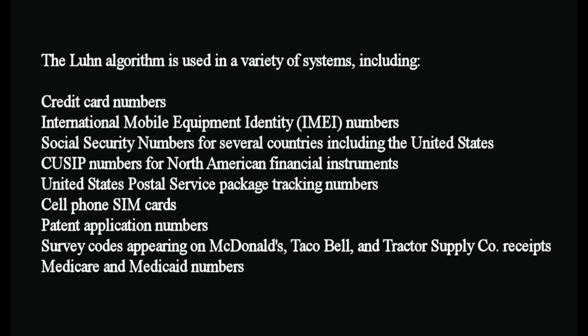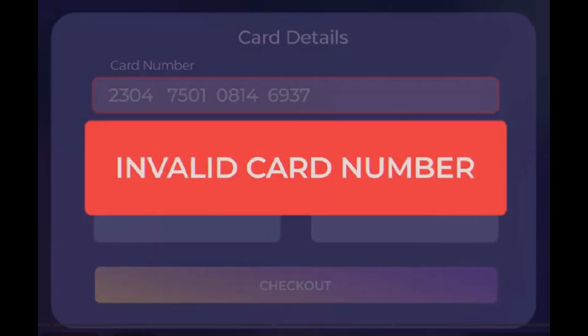So the algorithm is used in debit and credit cards, in Social Security numbers, in Postal Service package tracking numbers, in SIM cards in all cell phones, Medicare and Medicaid numbers. It's used virtually anywhere someone is required to enter a number, and when you enter that number, you will sometimes see that it is invalid. This is not a sign that it's fraudulent. The algorithm does not check for fraudulence, it only checks for typing errors.